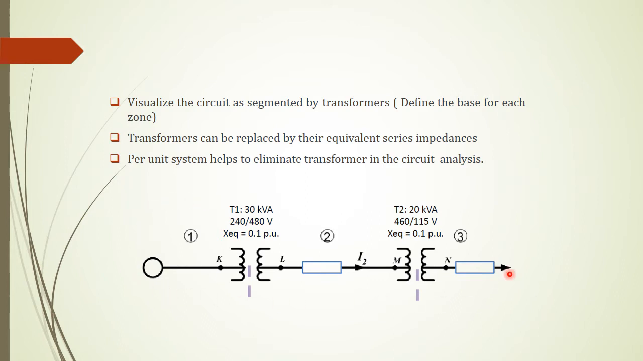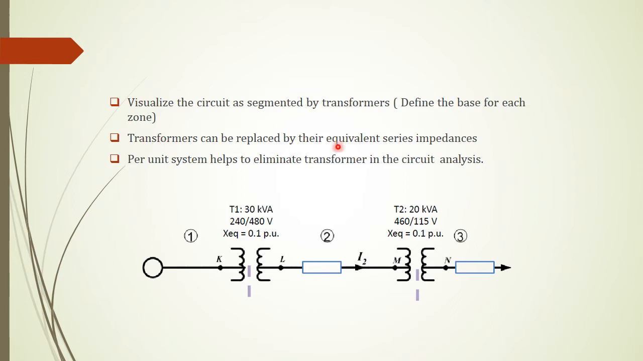So first, we need to visualize the circuit as segments separated by transformers. For example, in this case, we have two transformers, T1 and transformer T2. Therefore, we have three zones or segments. Zone 1 is here, zone 2 is in between, and zone 3 is here on the right hand side.